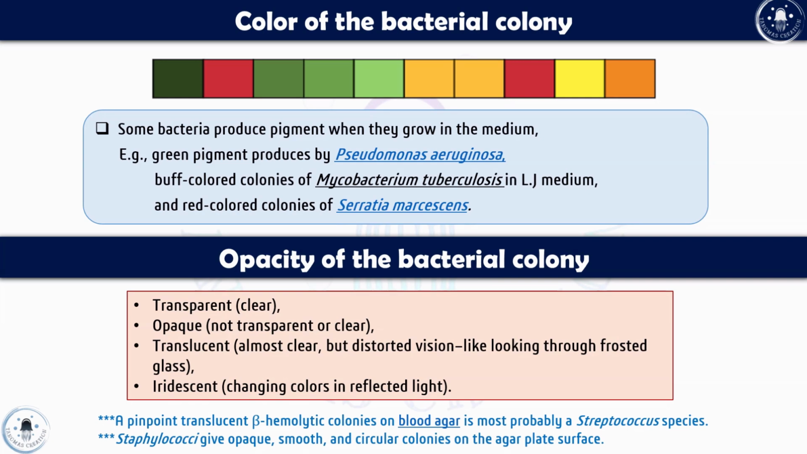Another microorganism is Staphylococci. It gives opaque, smooth and circular colonies on the agar plate surface. There is also Mycobacterium tuberculosis. It also gives opaque, smooth and off-white colored colonies in LJ medium. So these are the different types of opacity that we can also characterize.